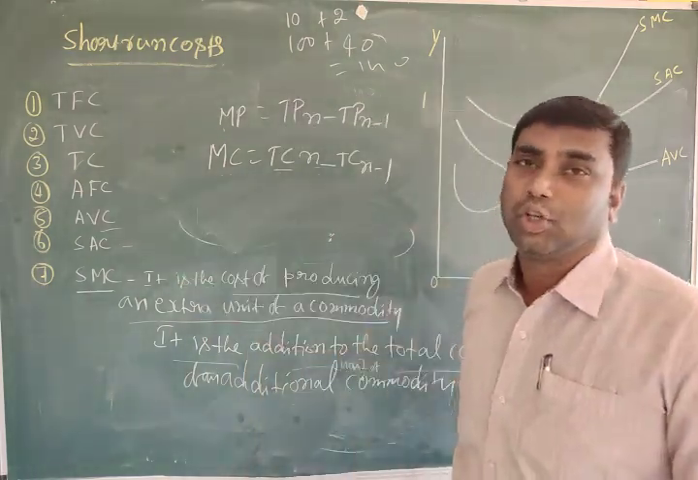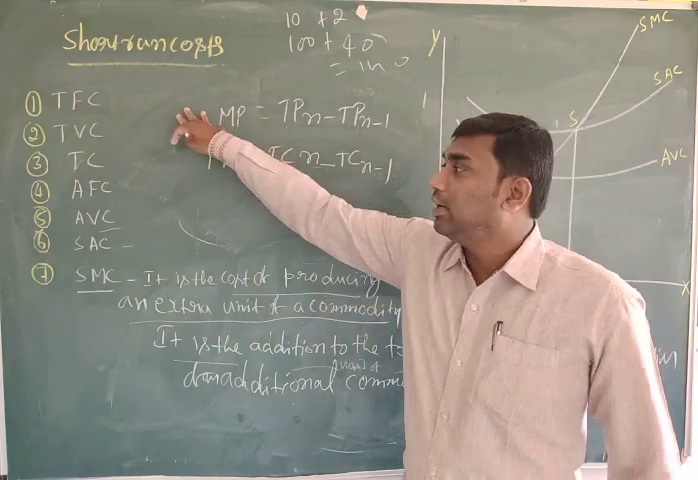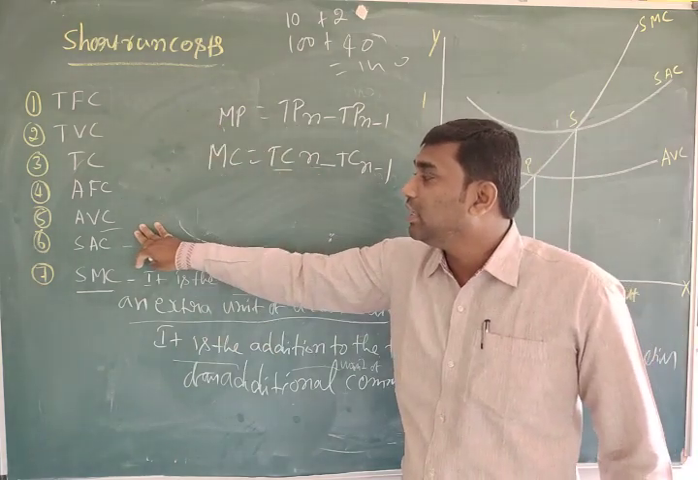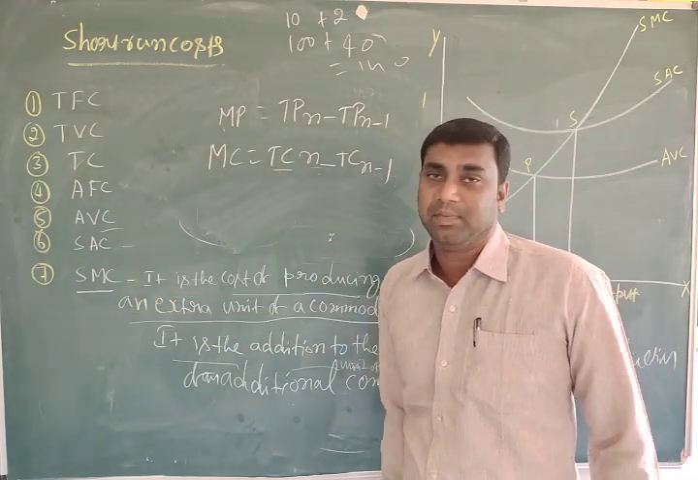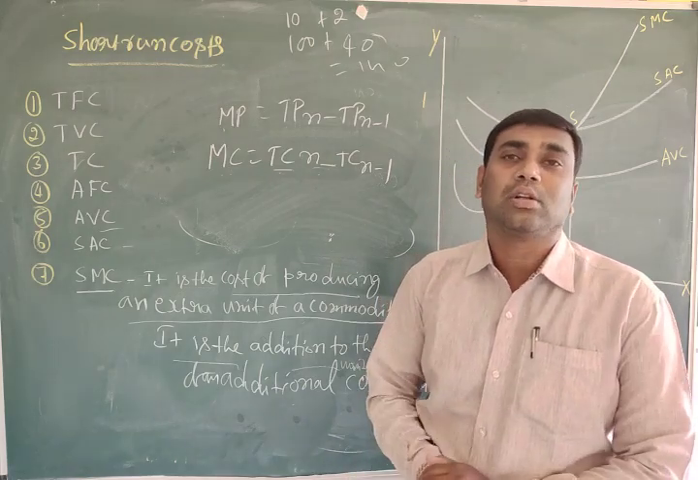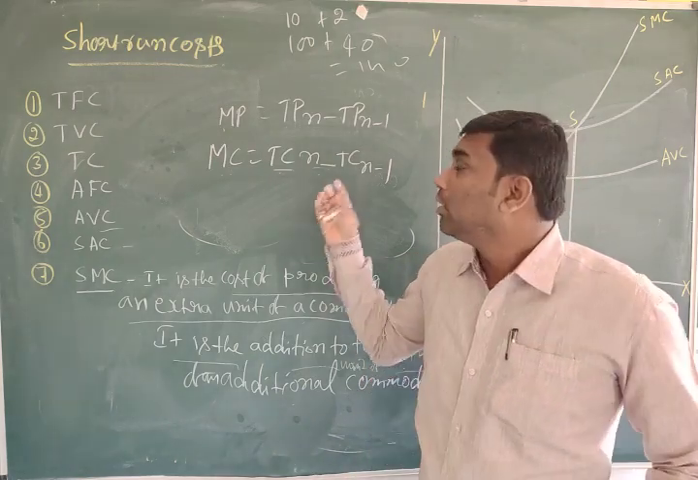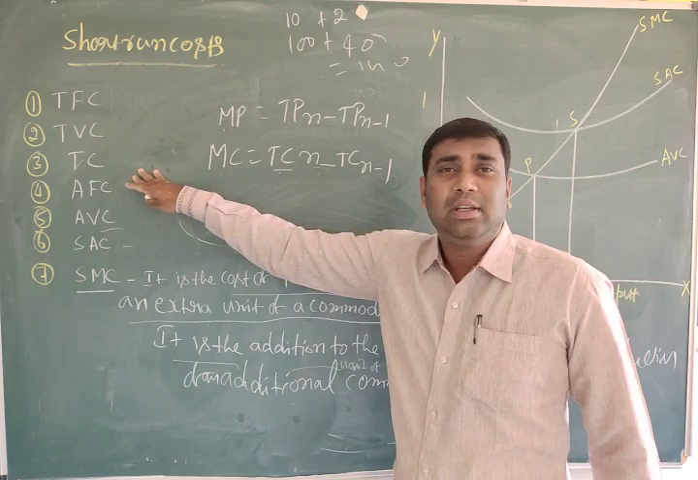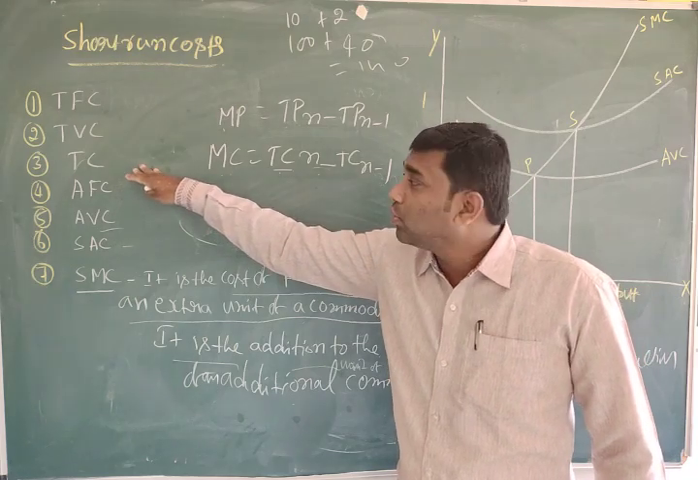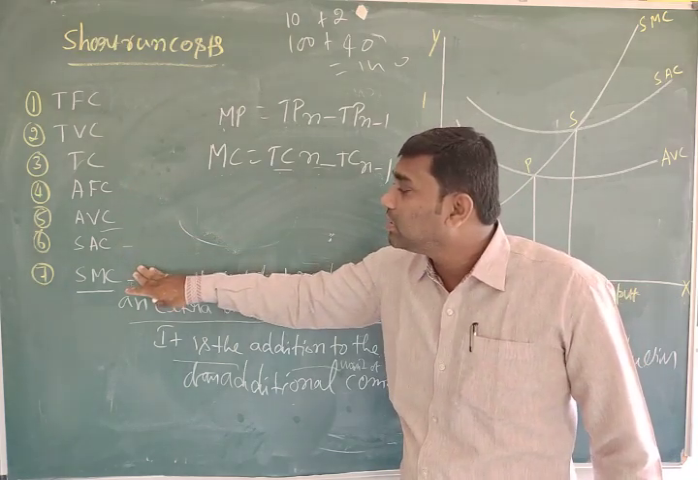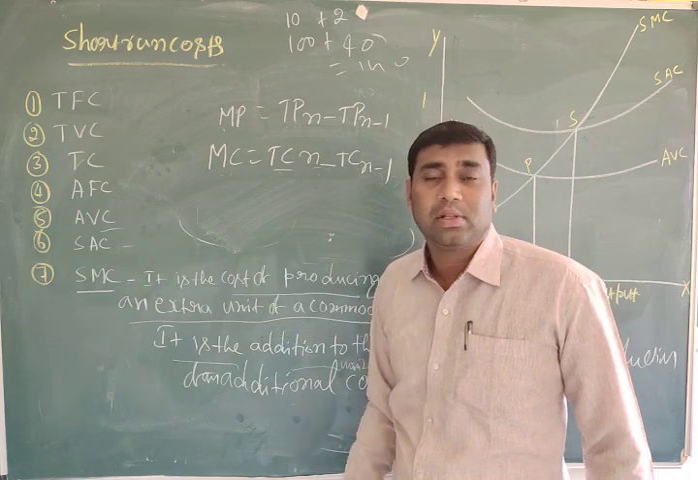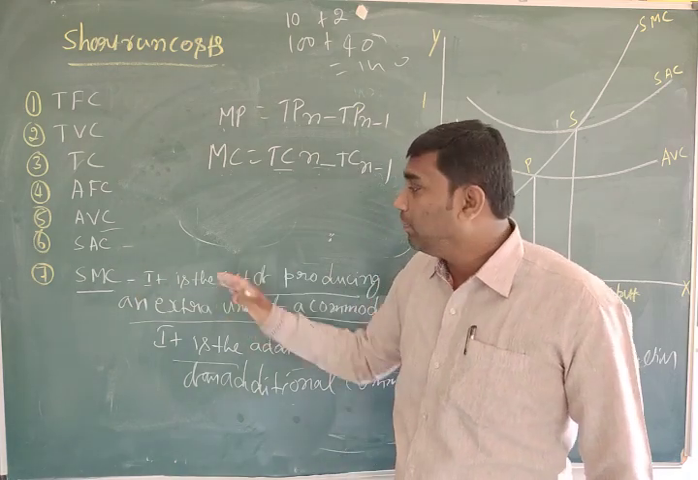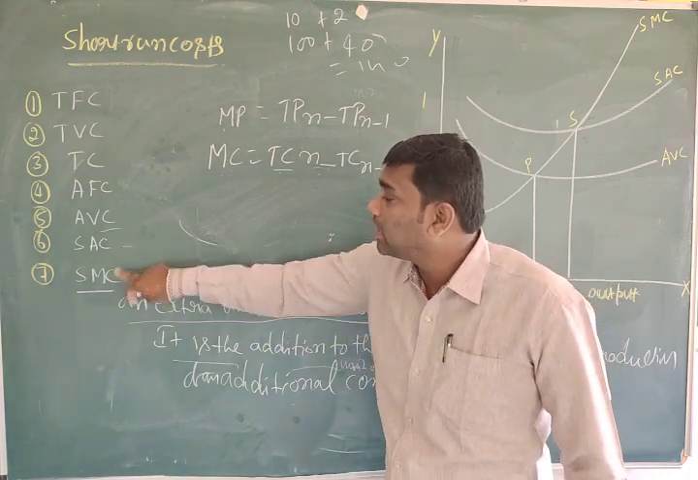These are all short-run costs: TFC, TVC, TC, AFC, AVC, SAC, SMC. Already up to TC we observed the table. Remaining are AFC, AVC, AC, SMC, which we have to observe in the table, and before that we have to observe the diagram about SAC and SMC.